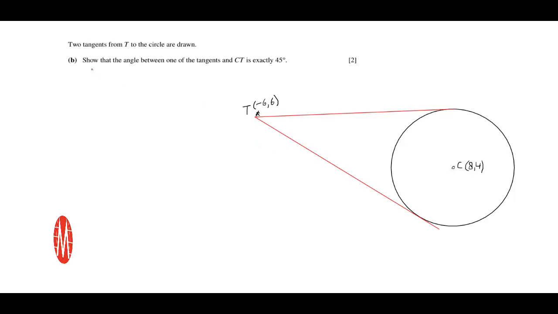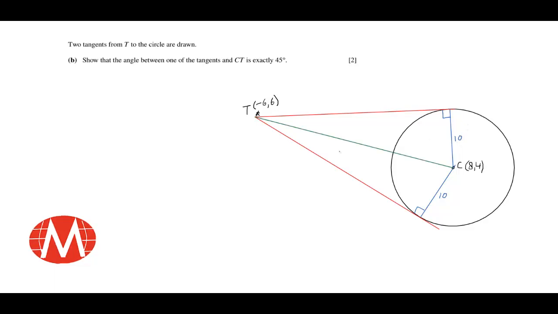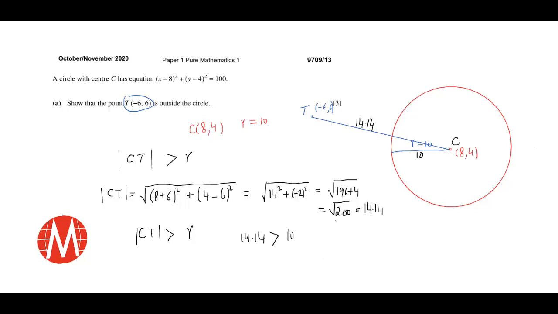Two tangents are drawn from this point, which is outside the circle, and we know from the circle theorem that the angle between the radius and the tangent is 90 degrees. And the size of the radius is 10, from the equation of the circle given in the question. And the length of this green line, which is CT, we have just calculated in part A. It is the square root of 200 or 14.14.